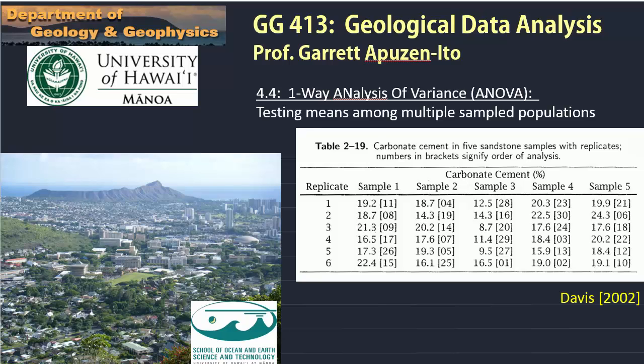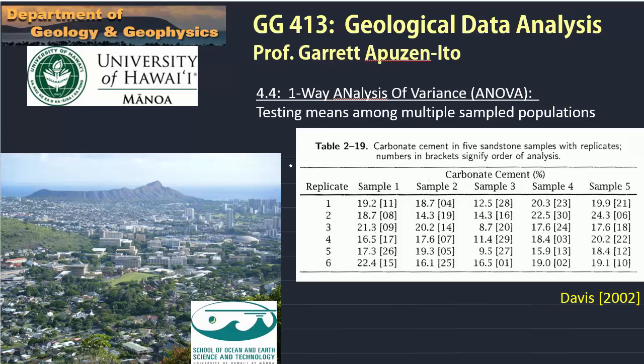Now previously we've learned how, if we've sampled two different populations, to test whether the means of the populations are different. The application of ANOVA here will be to test between the means among multiple sampled populations.